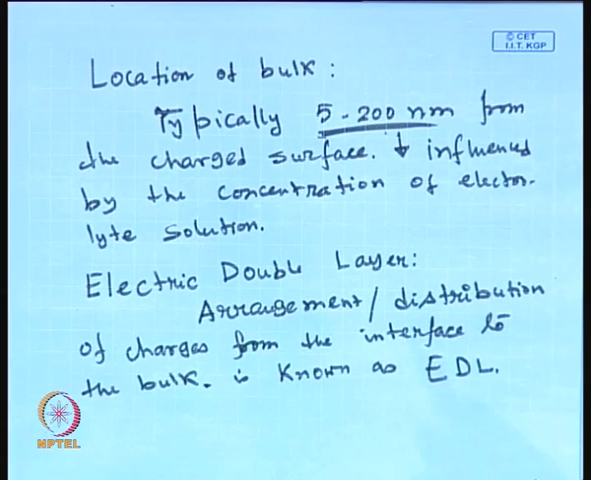So, what is the electric double layer, EDL? Whenever you place a charged surface in an electrolytic solution, there will be a redistribution of the charges between the interface and the bulk of the solution. This particular zone has a typical thickness of 5 to 200 nanometer based on the concentration of the electrolyte, and that region is known as the electric double layer. Now, let us look into the various categories of electrokinetic effects.